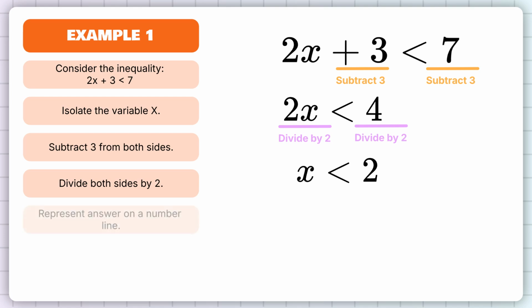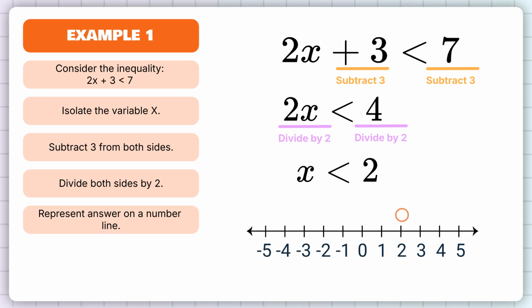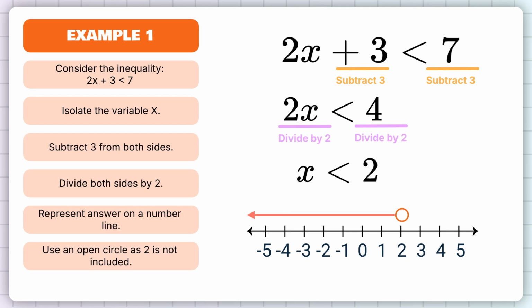Now we need to represent this on a number line. First, draw a number line, mark the point 2 on it. Since x is less than 2, not less than or equal to, we use an open circle at 2. Finally, shade the number line to the left of 2 to show all numbers less than 2.